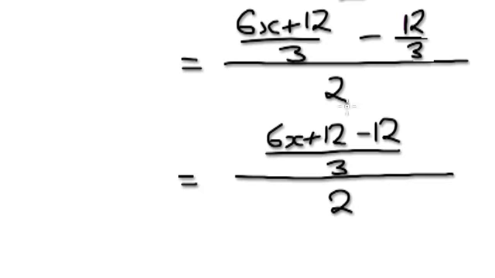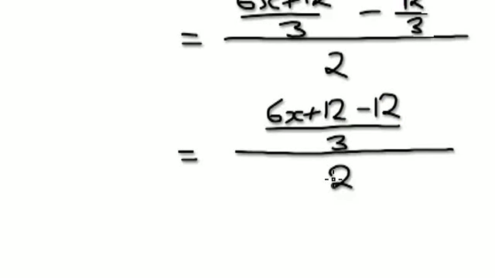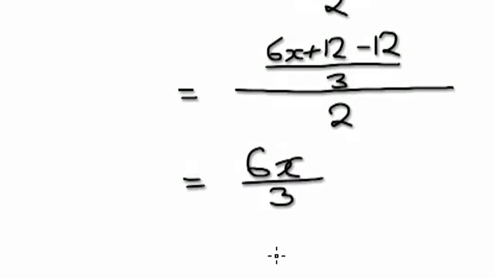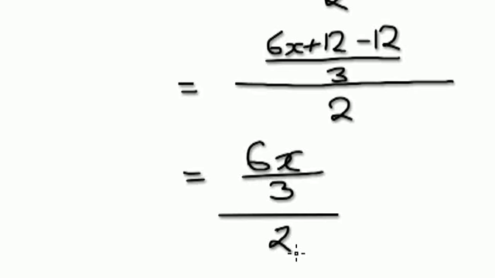So let's merge these two together here. Okay, plus 12 minus 12, they're going to kill off each other. So this will be 6x over 3, and then over 2, like this.